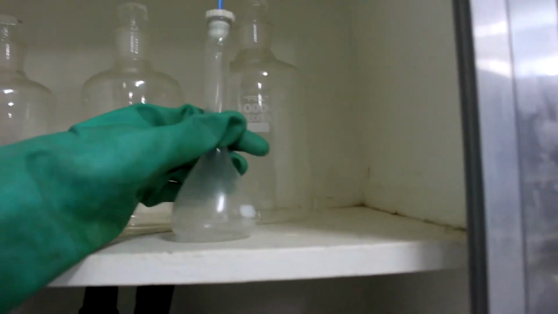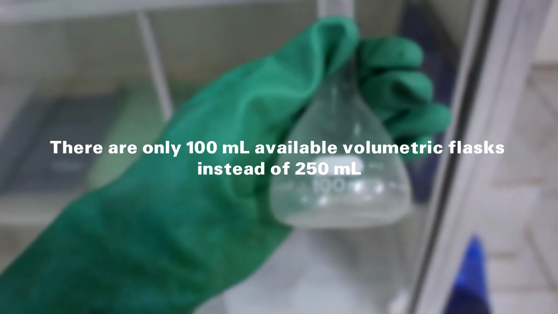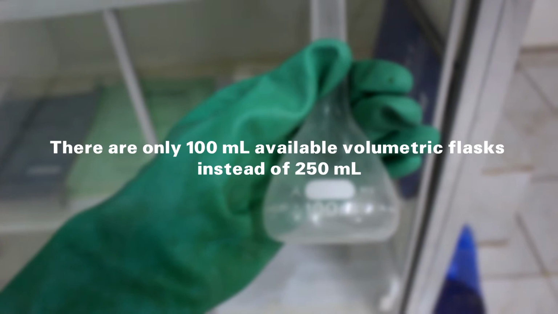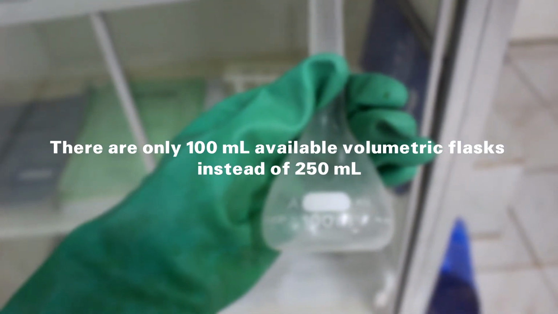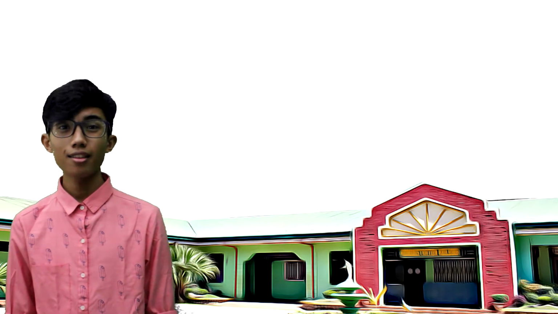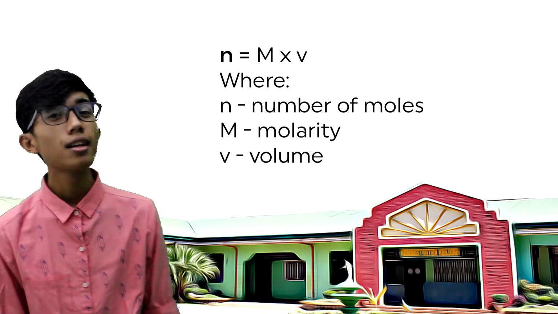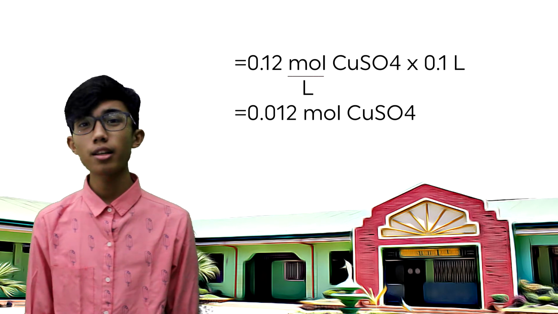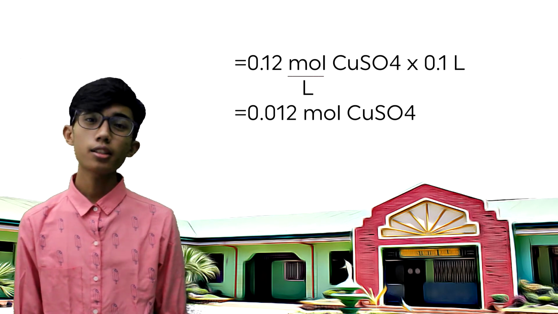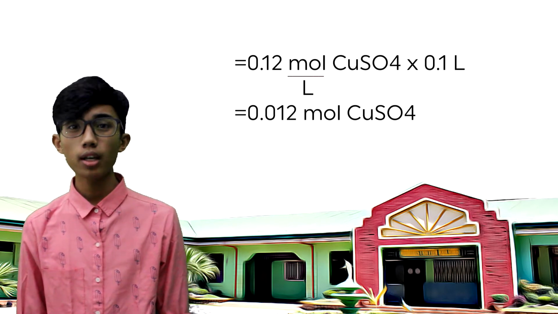But what if in your lab, there are no available 250 ml flasks and there are only 100 ml flasks? But fret not, there is a simple solution to that by using the formula presented above. We simply multiply molarity by the number of liters, and instead of 250, we replace it by 100.